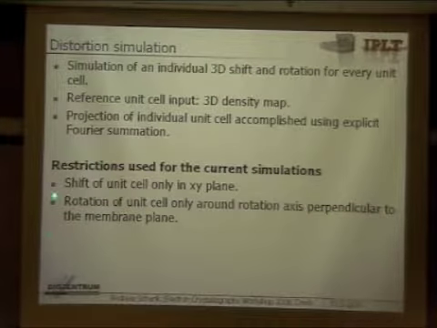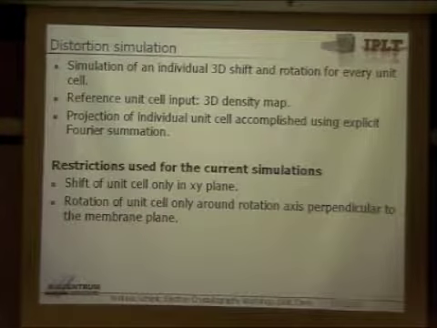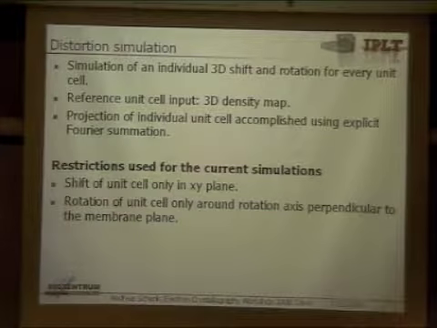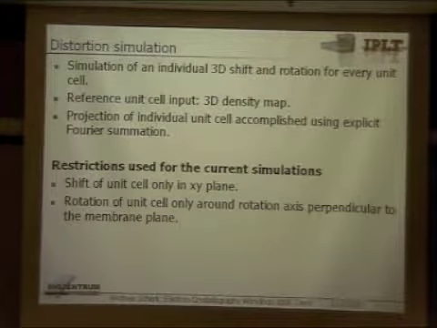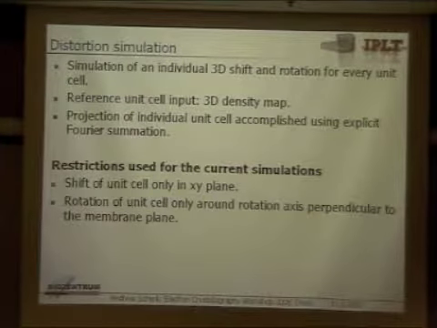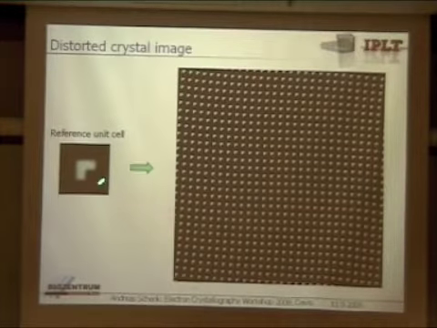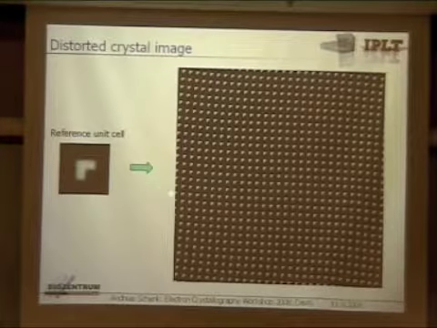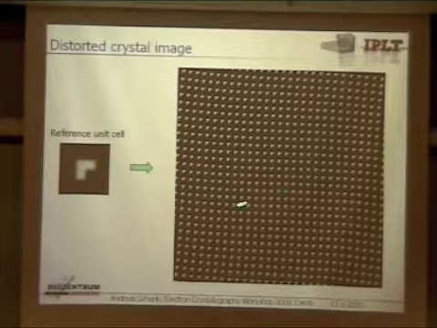And also the rotation of the unit cell is only around the rotation axis perpendicular to the membrane plane. So basically what I'm simulating is distortion in 2D. I exclude for the moment the movements in 3D. Okay, so that's what it looks like. That's a projection of the reference unit cell. Then you apply an algorithm, and you get this image of this crystal, which here you see is slightly distorted.